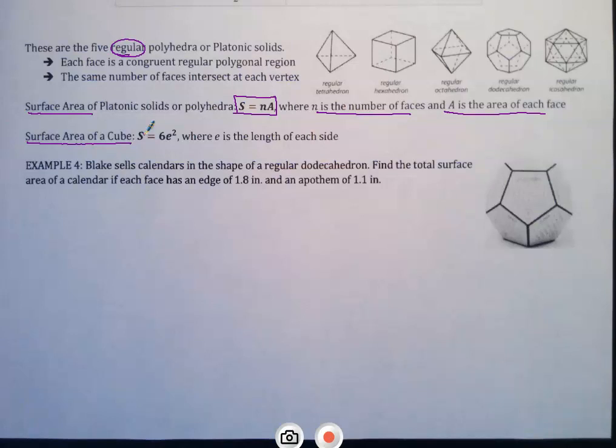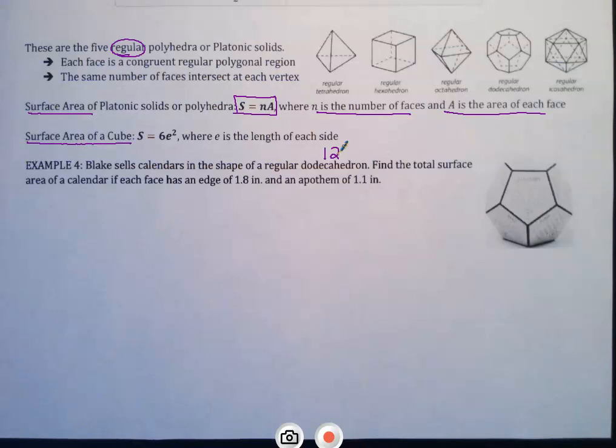Blake here sells calendars in the shape of a regular dodecahedron. Dodeca is how many sides? 10. Dodeca. 12. Deca is 10. Do is like dos in Spanish. So dodeca is 12 faces. Icosahedron is 20. Icosahedron. Yeah, probably. We were talking about that the other day.